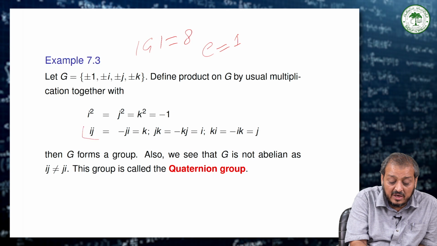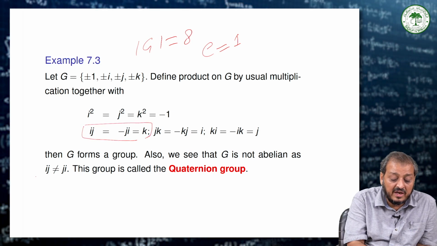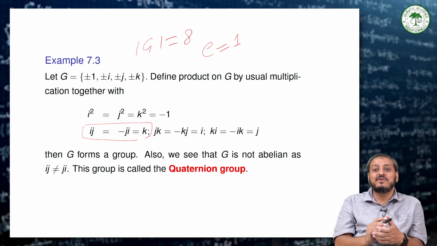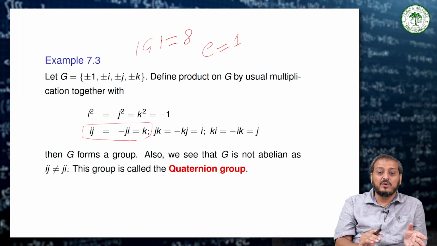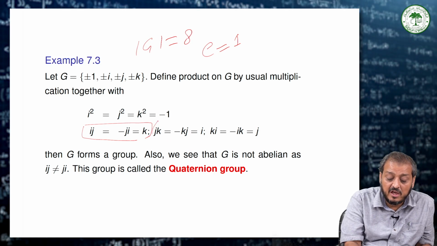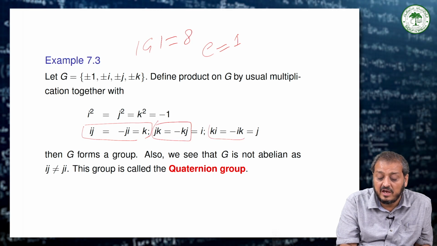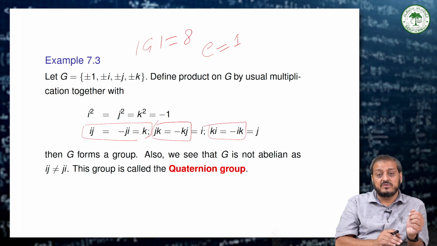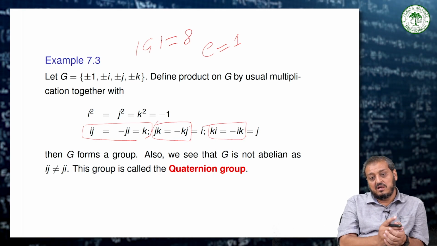Now you see that i and j are not the same, so ij and ji are different, so we can simply say that this is a non-abelian group. So this group is not abelian. Again, jk and kj are not the same, and ki and ik are also not the same. So clearly we can say that this is a non-abelian group.